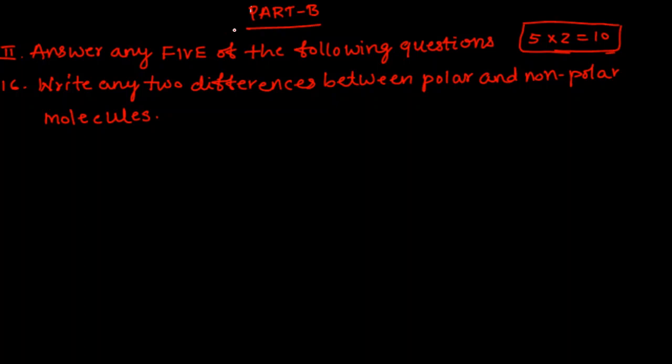In part B, there will be 2 mark questions. Answer any 5 of the following questions. Each question has 2 marks, so total 10 marks. According to the previous pattern of question paper, there used to be 8 questions and you had to answer any 5. But now more choices have been given. 10 questions are given and out of 10 you have to answer any 5 questions. So now we will answer all these 10 questions. Let us take the first question.